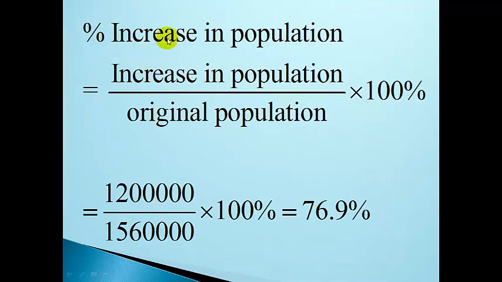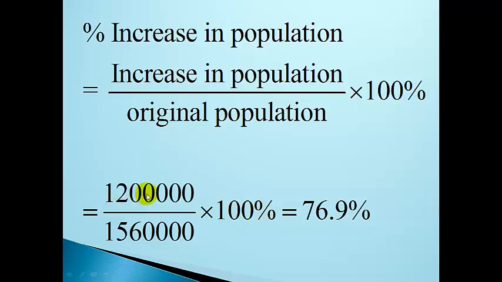Now, percentage increase in population will be the increase in population. That is the change. That's what we've calculated. So it will be increase in population divided by the original population times 100%. Percentage increase in population is equal to the increase in the population divided by the original population times 100%. Now, increase in population after calculation gave us 1.2 million, that is 1,200,000, divided by the original population, which was 1,560,000. So we multiply the answer by 100%.